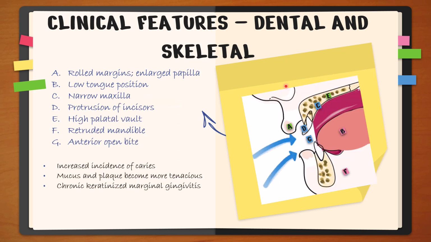When we look into the dental and skeletal features, the dental signs include rolled gingival margins, enlarged papillae, and a low tongue posture. Narrow maxillary arch, high palatal vault, incisor protrusion, and anterior open bite may be seen. The mandible may appear retruded, giving an imbalanced facial profile. There may also be an increased risk of dental caries, plaque accumulation, and chronic gingivitis.